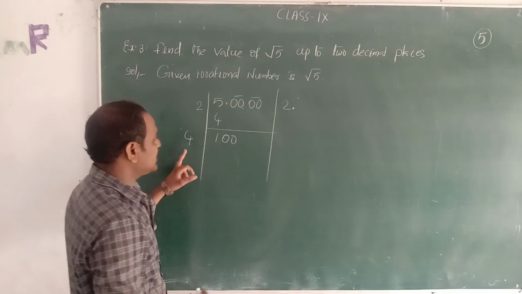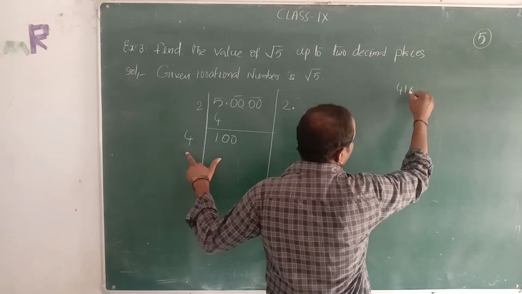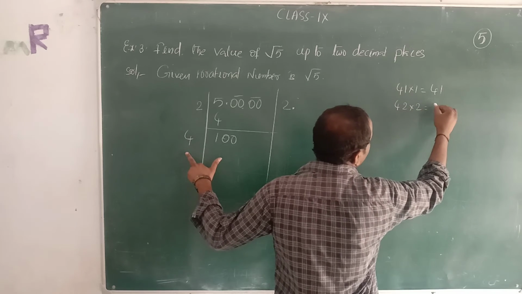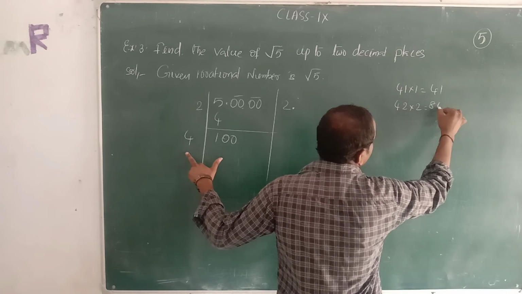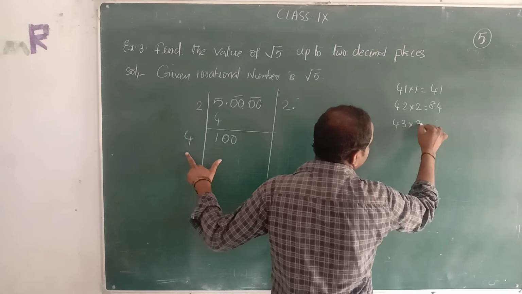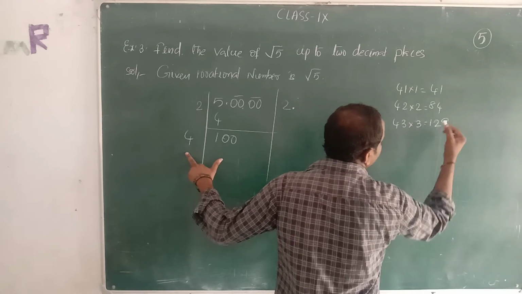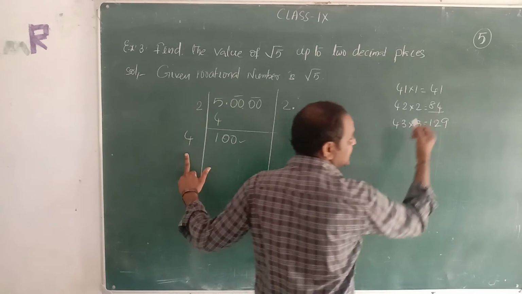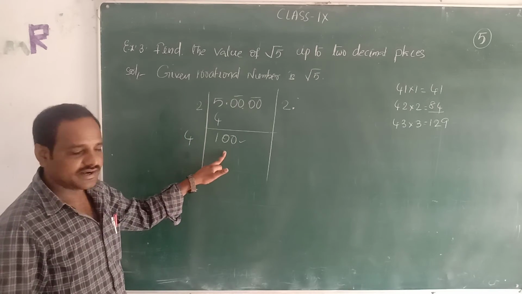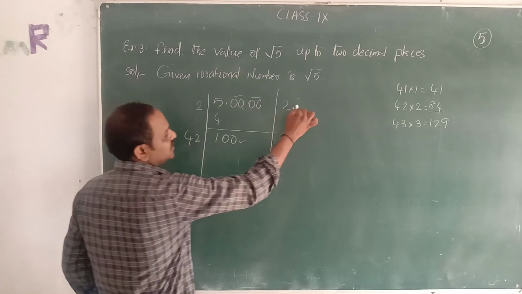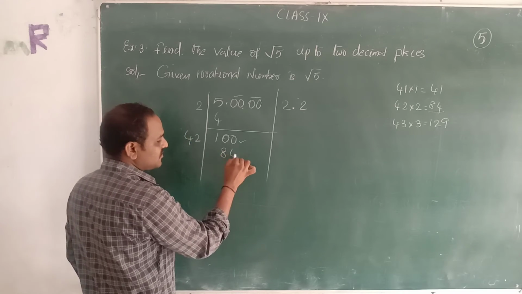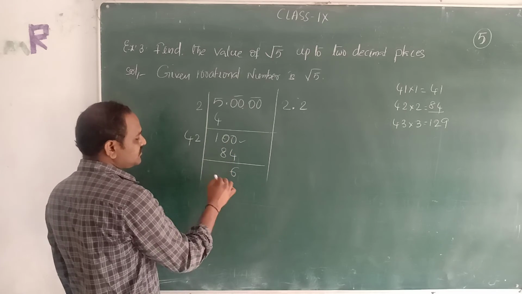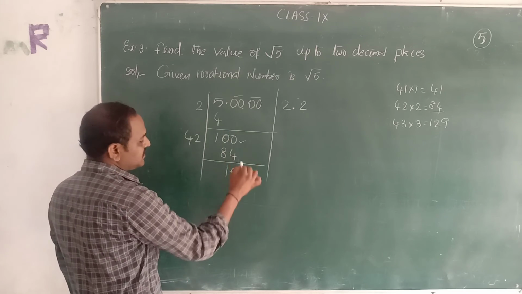4. Now again, 41 ones are 41, 42 twos are 84, 43 threes are 129. So here we have only 100. So 84 is less than and closest to 100. So 42 2 times is 84. By doing subtraction, how much will we get here? 16. So again we took these 2 zeros.